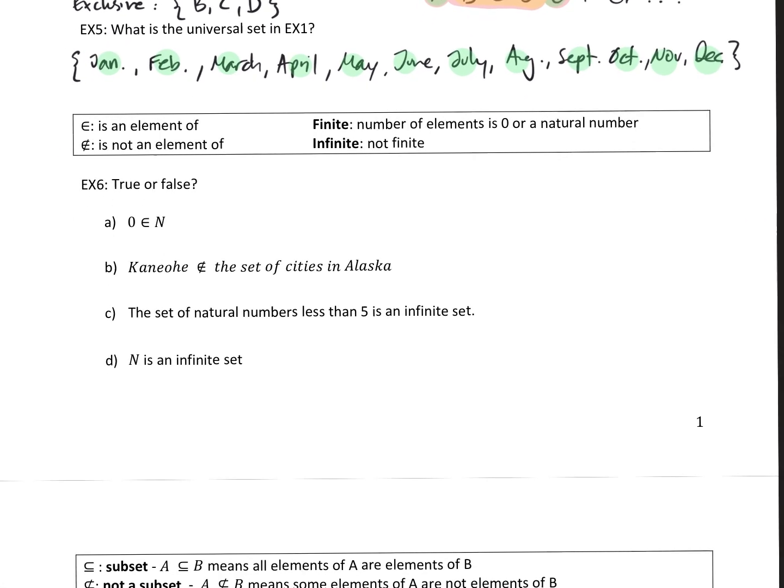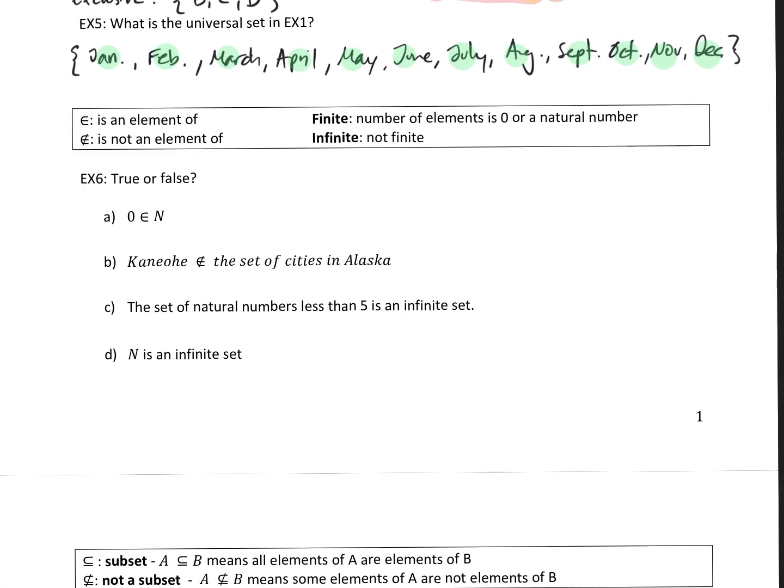Okay, let's see. Next, we have some more notation. We have something that kind of looks like a weird looking E, and that helps you remember. It's talking about an element of. Now, if we slash through that E, it's saying it is not an element of. That not is for slashing through. Next, for finite, it's the number of elements is 0 or a natural number. And then infinite is not finite. So it's the opposite of whatever finite is.